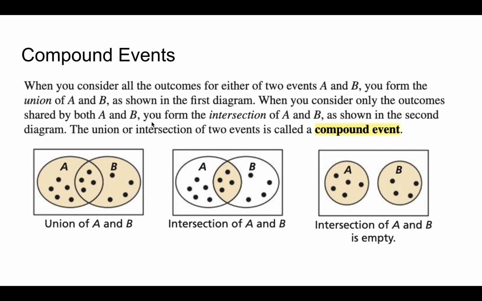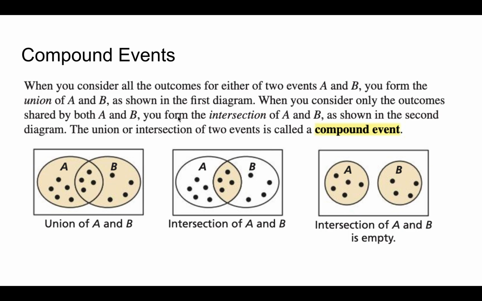Did A or B happen? Did A and B happen? So they go into a little more detail here. They say when you consider all the outcomes for either of two events A and B, you form the union of A and B. So this is the union here. You're including outcomes in A, outcomes in B, and you are including, just to be clear, the outcomes that are for both.